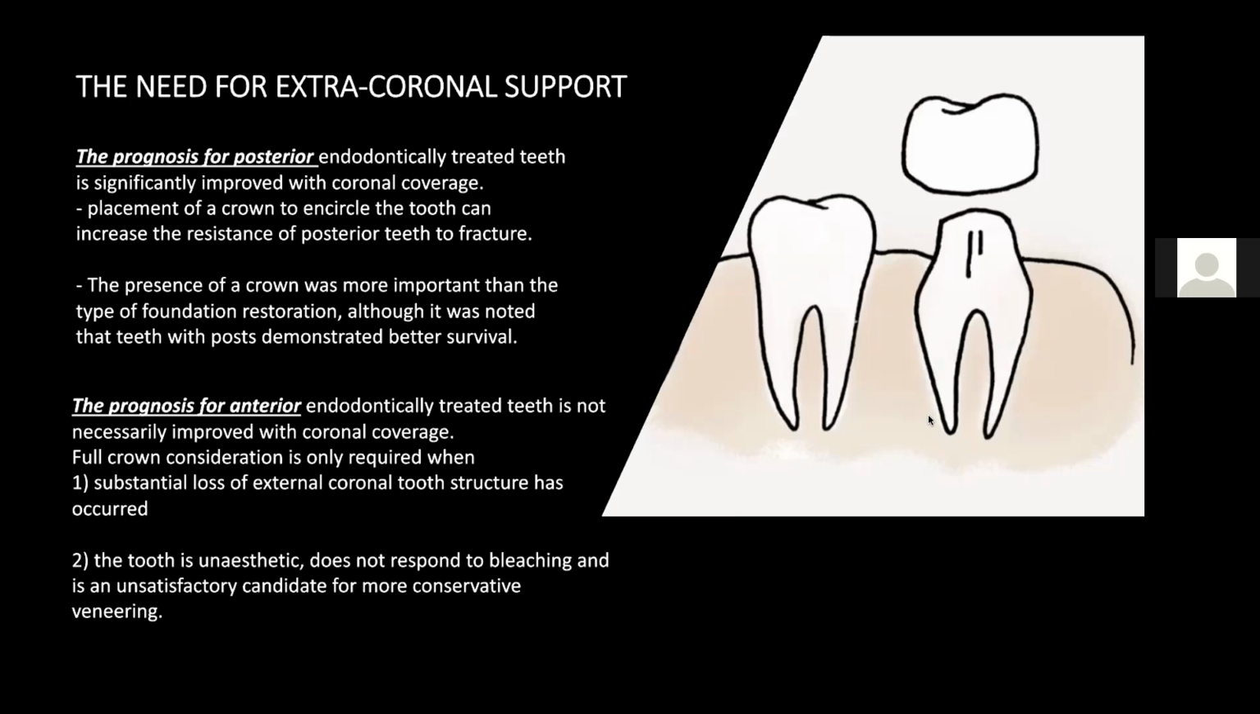For anterior teeth, if substantial loss of external coronal tooth structure has occurred, then yes, we do need a crown. And if the tooth is discolored and bleaching, internal or external bleaching didn't work, then yes, a crown can be considered, or a veneer.